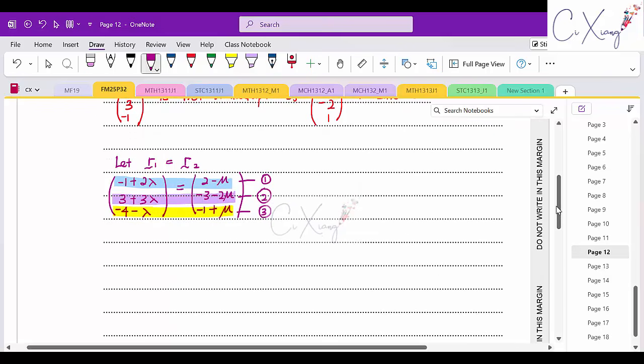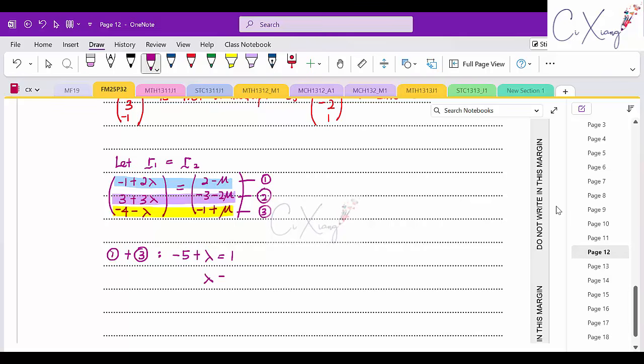So let us solve. For me, I'm using equation number 1, and I add it together with equation number 3. Negative 1 plus negative 4, you get negative 5. 2 lambda plus negative lambda, you have lambda. 2 plus negative 1, you get 1. Negative mu plus mu, you get 0. So from here, you can see that lambda is equal to 6.